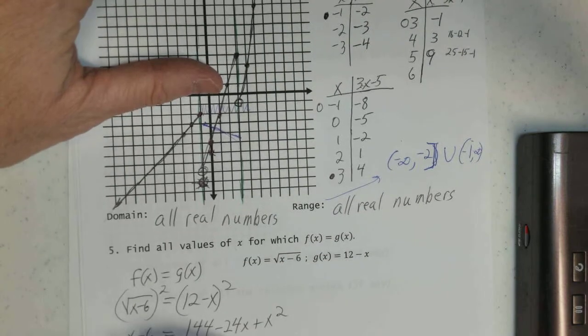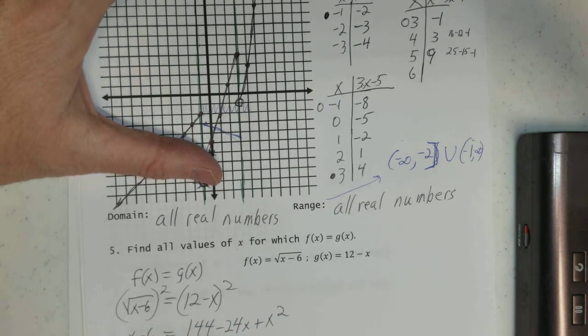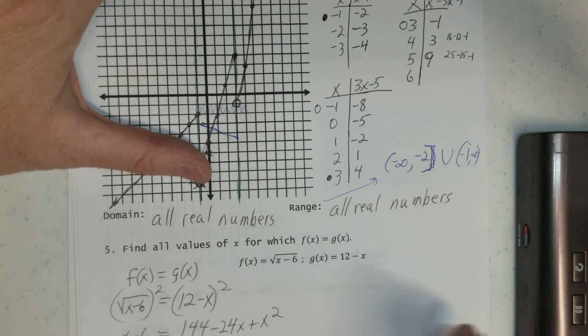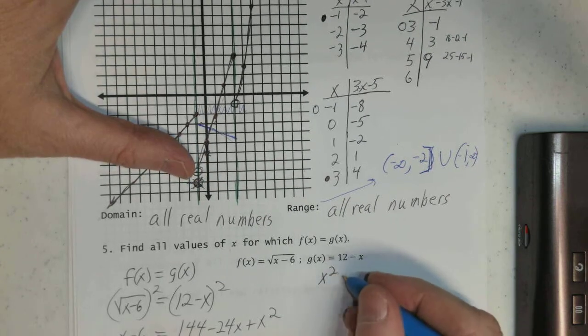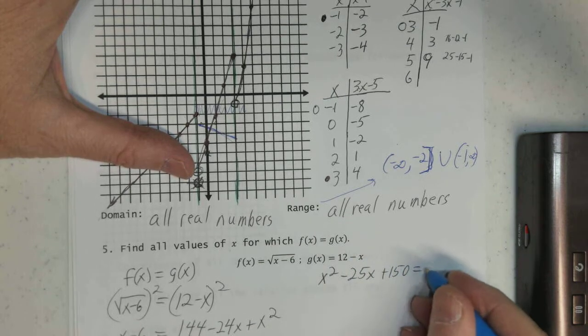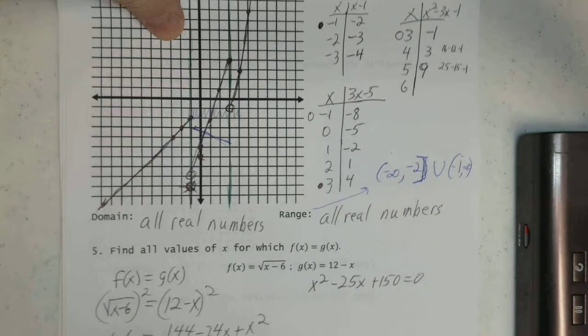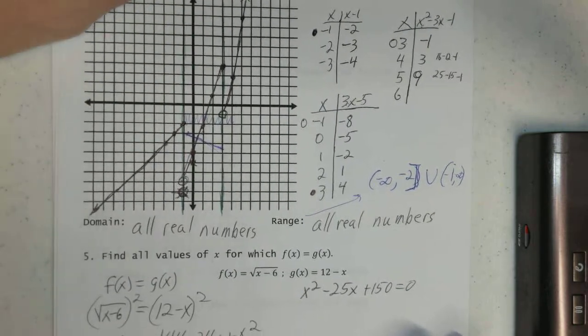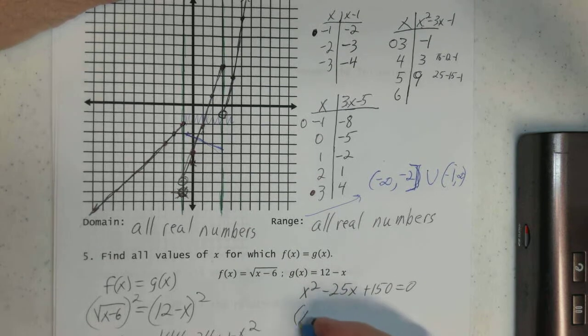Alright, so I'm going to subtract the x. I'm going to add the 6. Add the 6. I got 0 here. I've got 150 here minus 25x here plus x squared here. x squared minus 25x plus 150 equals 0. Just changing it around a little bit. 150. That factors, guys. That's x minus 15 times x minus 10.